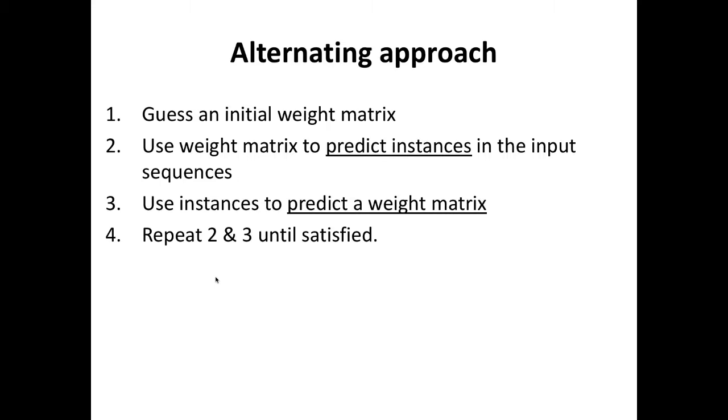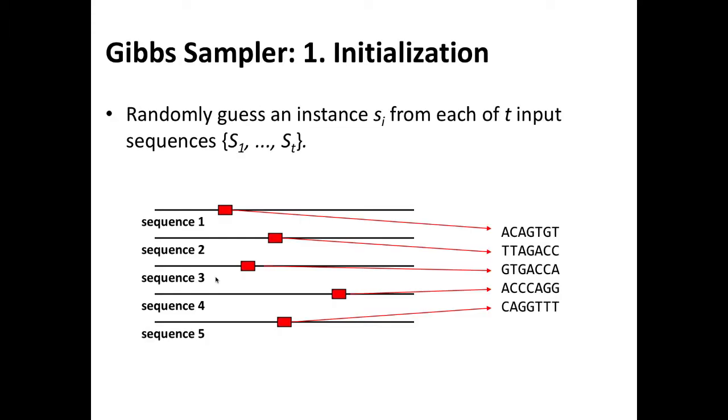Starting from our guess, we get a guess weight matrix. We use that to predict instances in our input sequences. So we see how well our guess matrix matches the input sequences. And then we recalculate the weight matrix as if those instances were given to us as a pre-aligned set of sites, as I showed you in part two. And then we repeat this over and over again. There are a variety of different alternating approaches. I'll show you in a little bit more detail one called the Gibbs sampler, because it's easier to explain.